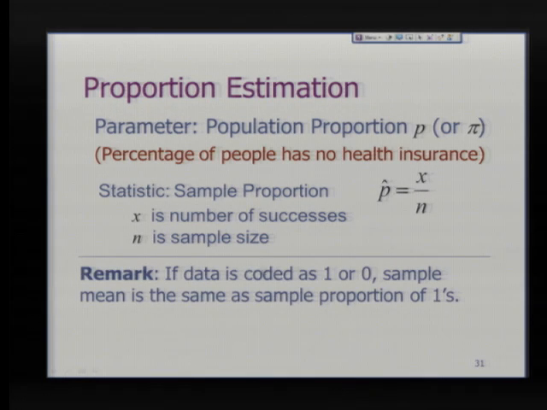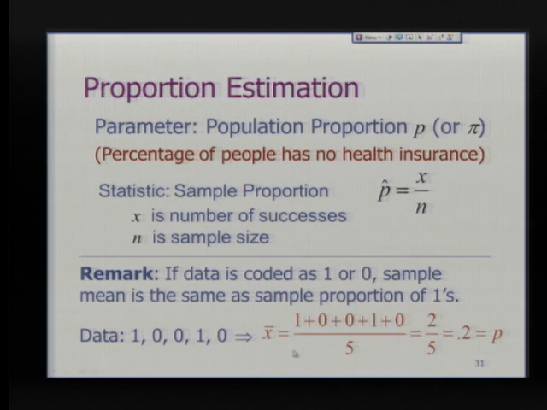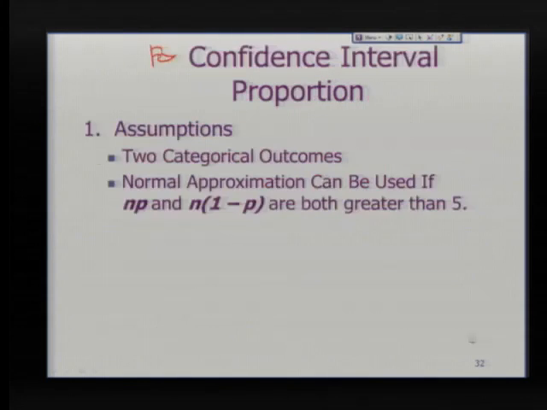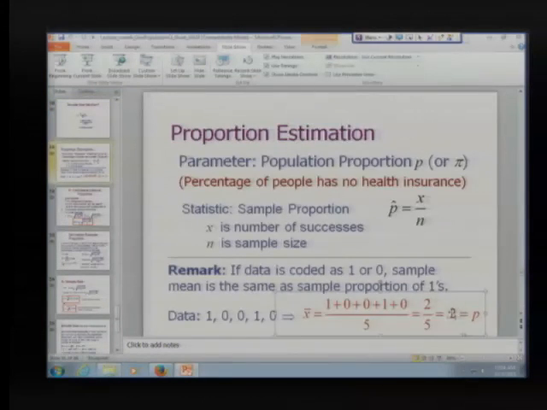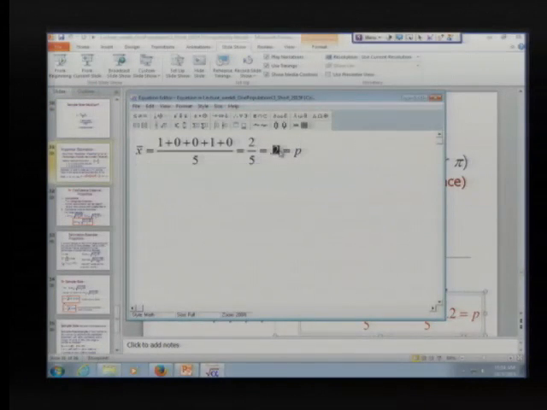Now, if I code the data as 1 or 0, like the Bernoulli distribution, I code data 1 or 0. Then, for instance, my data, let's say 1, 0, 0, 1, 0. That means I have 2 that had no insurance and 3 had insurance. So what's the proportion of no insurance? You count how many of them have no insurance, divide by 5. I'm sorry, I changed that. This should be 4, right?